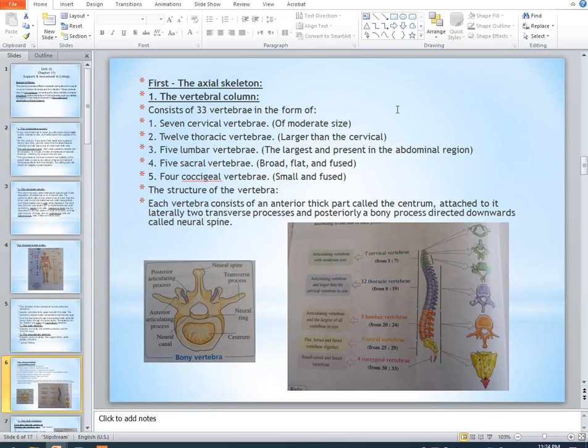What is the structure of a vertebra? As we know, each vertebra consists of an anterior thick part called the centrum, attached laterally to the transverse processes, and the posterior process directed downward called the neural spine.